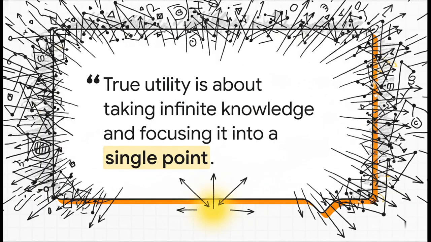So what should you really take away from this explainer? When you look past the illusion of a specialized mind, you realize something pretty profound about how we build these digital tools. True utility is not about knowing everything. It is about taking infinite knowledge and focusing it into a single perfect point. That is the true hidden power of fine-tuning. We build gods of information and then we painstakingly bind them, because an unconstrained mind is just noise. But a focused mind can actually change the world.